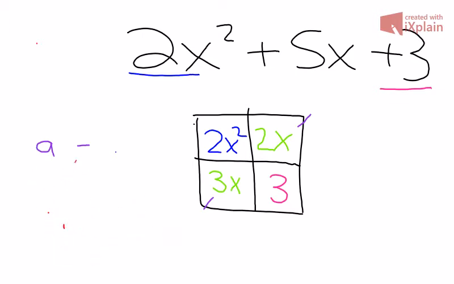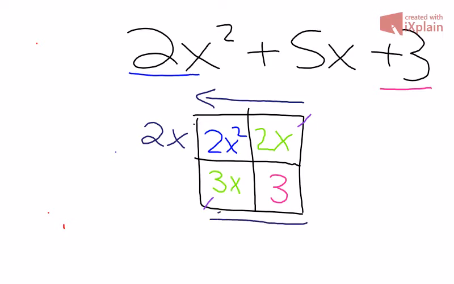So, erase that. Now what we're going to do is pull out common terms going this direction to start with. So if we look at the top two boxes, we have a 2x. That's common. So I'm going to write it on the side. Now let's look this direction. We have a 3x and a 3. Well, that's just going to be a 3.